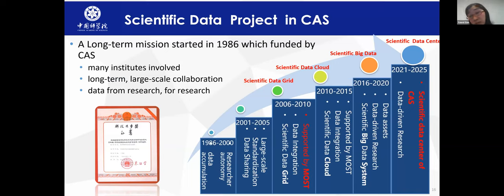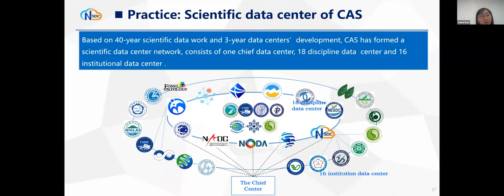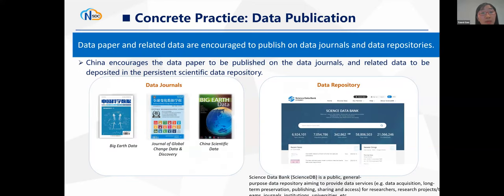Now we are establishing a scientific data center of CAS. Based on the 40 years of scientific data work and the 3 years of data centers development, CAS has formed a scientific data center network consisting of one chief data center, 18 discipline data centers, and 16 institutional data centers. And also data papers and the related data are encouraged to be published in data journals and data repositories, such as the Science Data Bank we established.